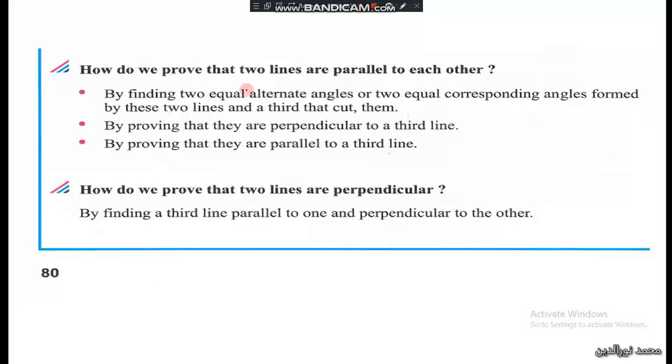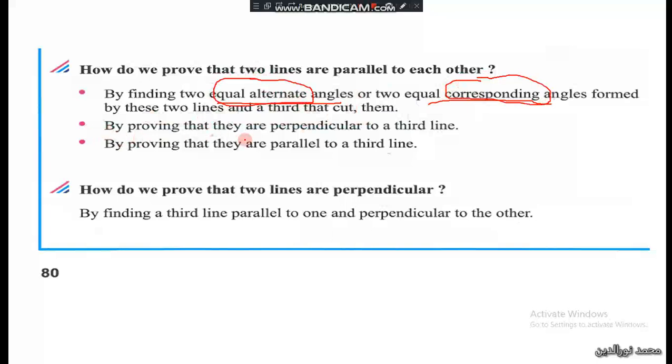So how do you prove that the two lines are parallel to each other? By finding two equal alternate angles. So this is the first idea. Or two equal corresponding angles formed by these two lines and a third that cuts them. So to prove two lines parallel, we must look for two equal alternate angles or two equal corresponding angles.